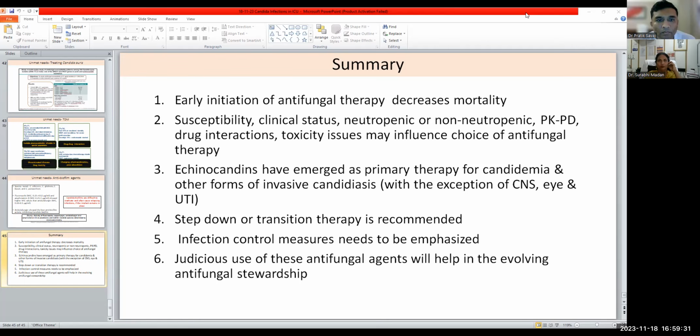There is one question for you. Can we use minocycline for rickettsia when doxycycline is not tolerated?